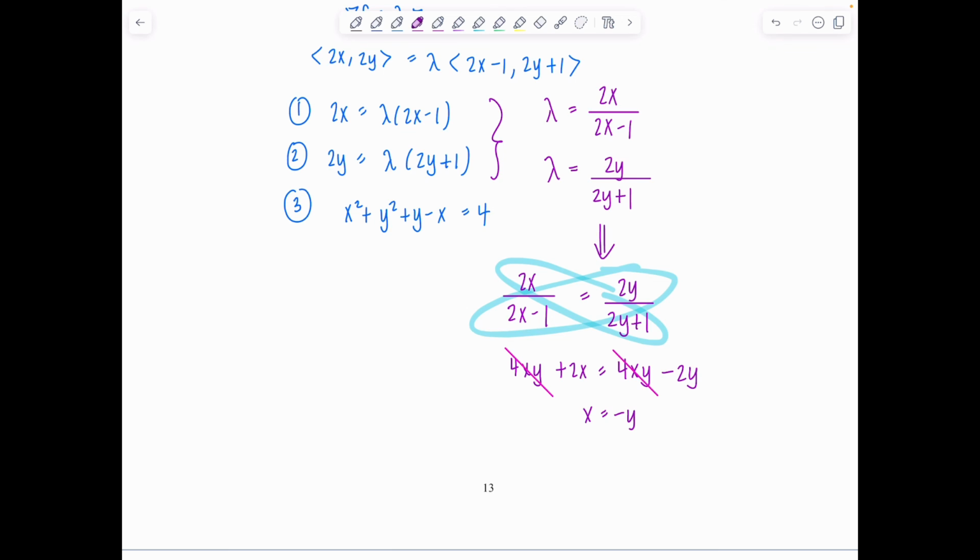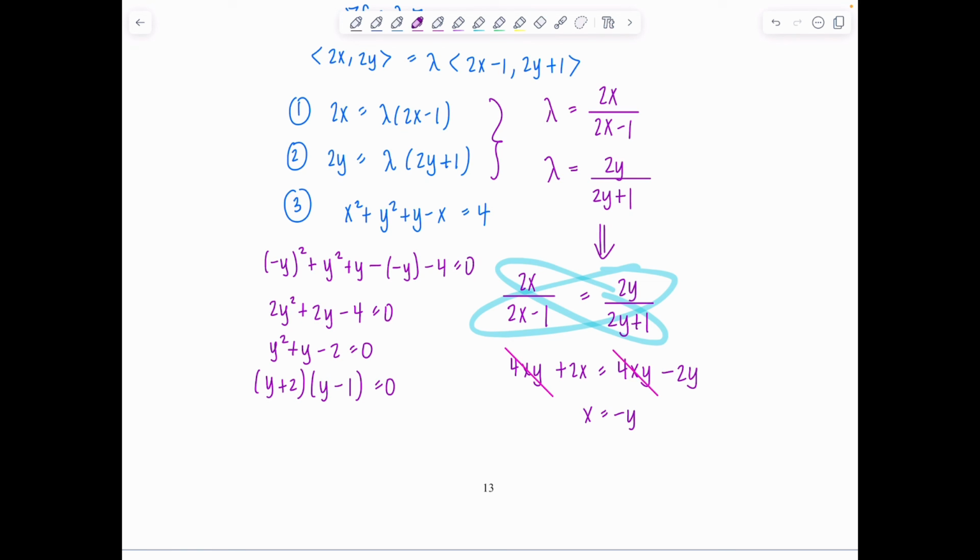And then from there, I can go into equation 3. If x is negative y, that's y squared plus y squared plus y minus negative y minus 4 is 0. I have 2y squared plus 2y minus 4 is 0. Divide by 2, please. y squared plus y minus 2 is 0. And this factors into (y plus 2)(y minus 1). So y is either equal to negative 2 or positive 1.